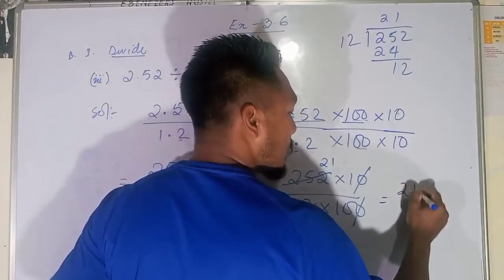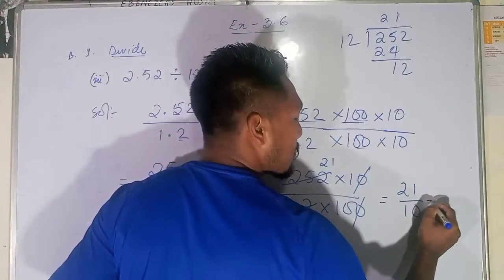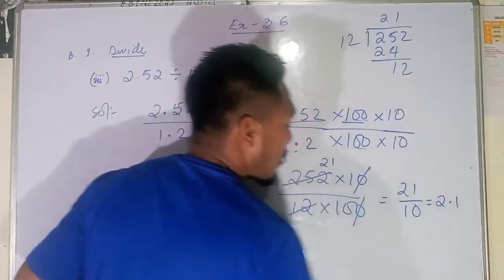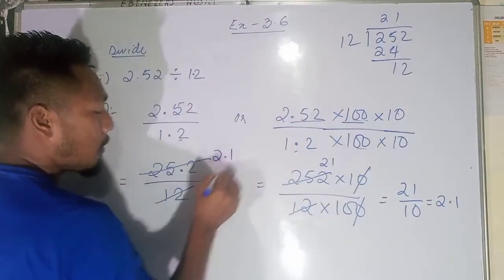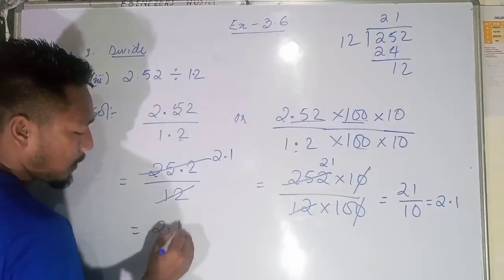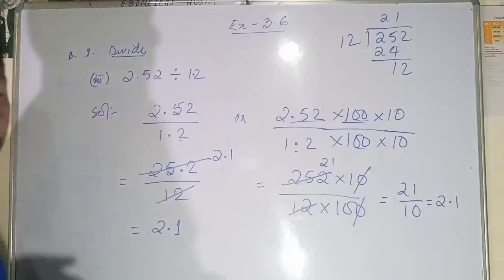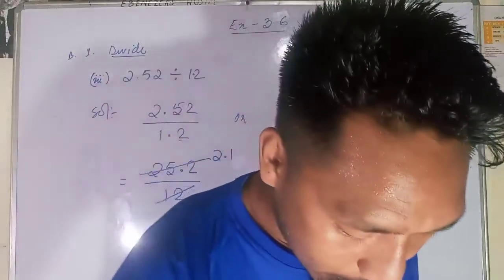That is equal to 21 divided by 10. So if you divide it again, you will get 2.1. Or here you can say, if you divide it directly, you can write 2.1. So what is the answer? 2.1 is your answer. Okay, so this is how we will do the division.